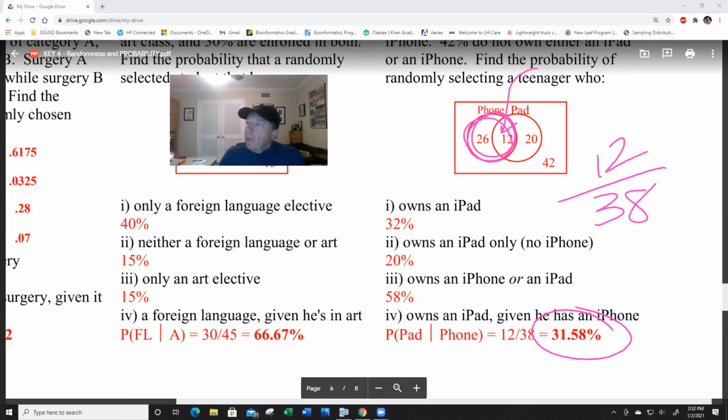All right, pretty cool. So there you have conditional probability with some other stuff mixed in.